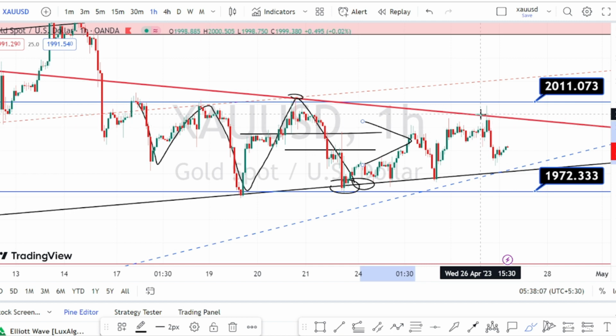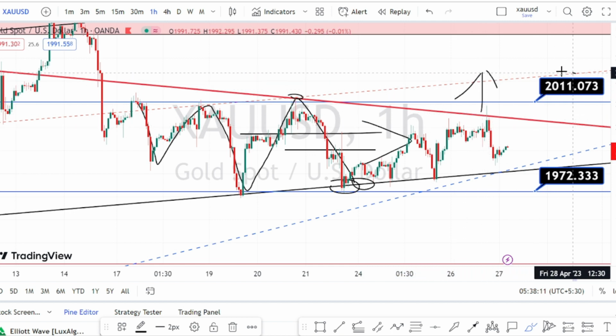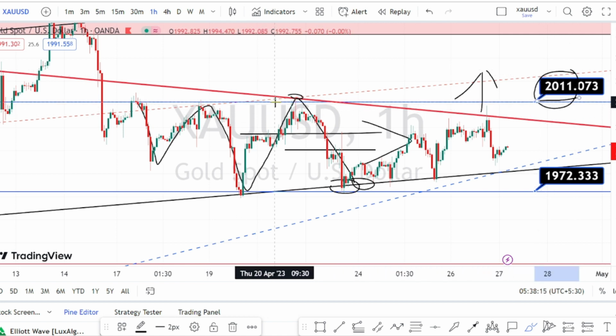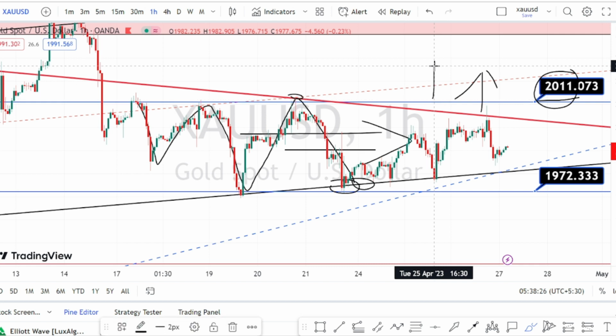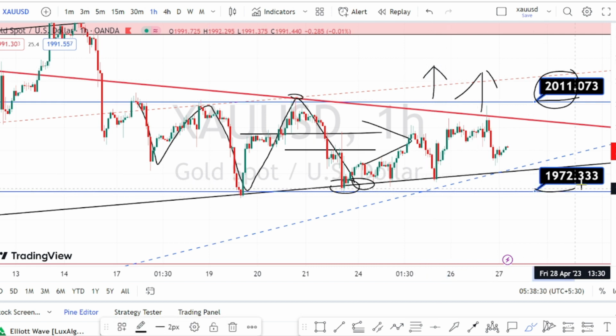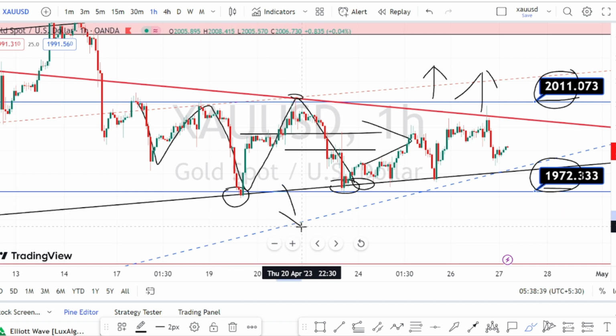So wait for the price action to give a directional breakout from this consolidation on the bullish side, which means that it has to break the previous high, which is going to be around 2011, in order to freshly enter on the bullish side trade, or wait for the price action to give a breakout from the previous low, which is going to be around 1972, in order to freshly enter on the bearish side trade in hourly time frame.